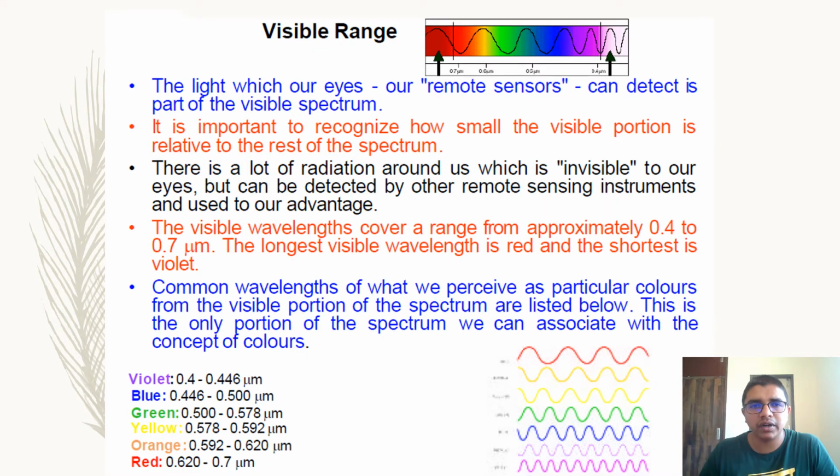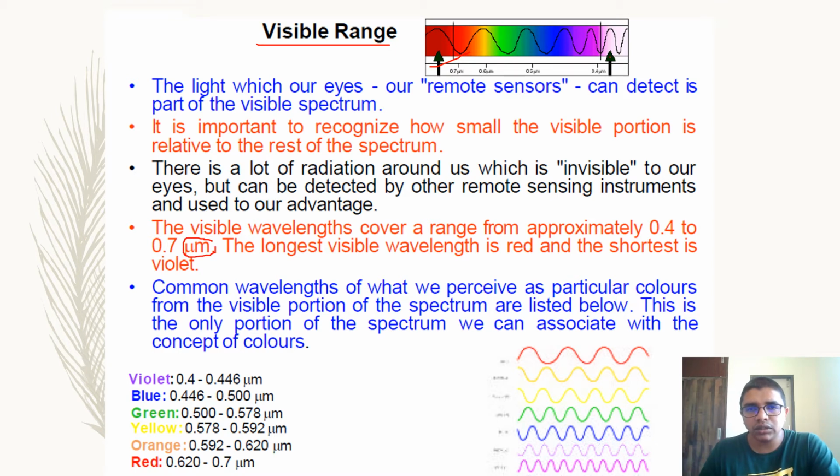Coming to the visible range. Whatever we can see with our normal eyes, or which can be detected by the remote sensing sensors, is called the visible range. That ranges from 0.4 to 0.7. 0.4 is the violet color, and 0.7 is the red color. And this is measured in micrometers.